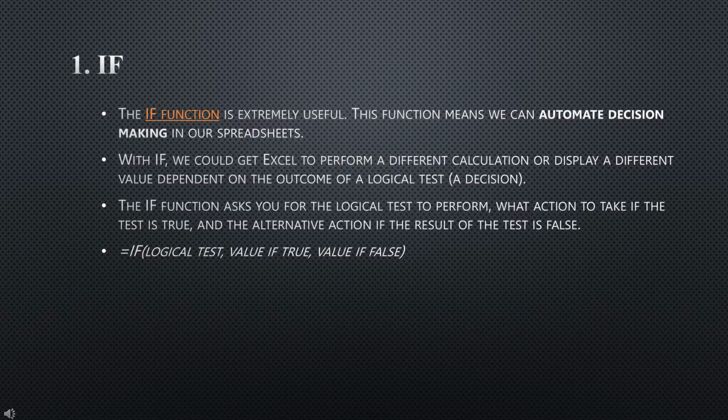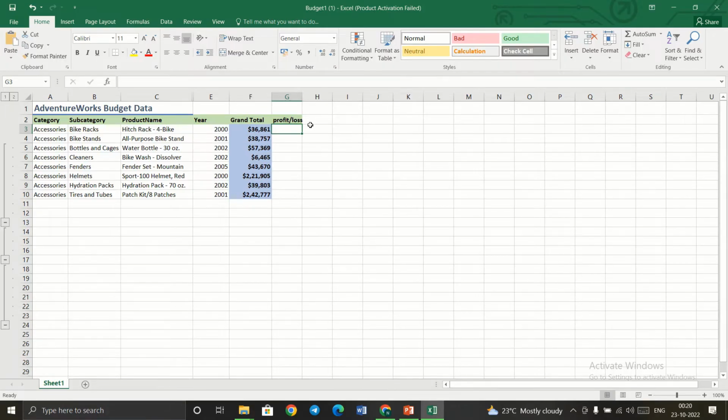Let's perform some operations with the IF function. Here we have a data set, budget, with category, subcategory, product name, grand total, and there is a profit and loss column where the values are blank. So we need to fill that. If the grand total is greater than 40,000, then it is profit. If the grand total is less than 40,000, then it is a loss. So we need to set a condition.